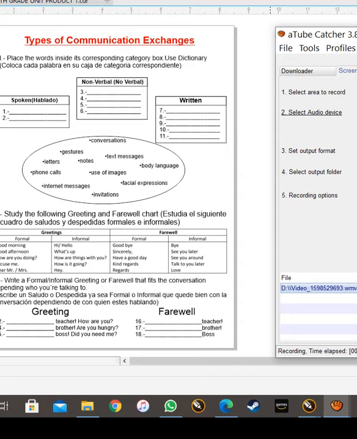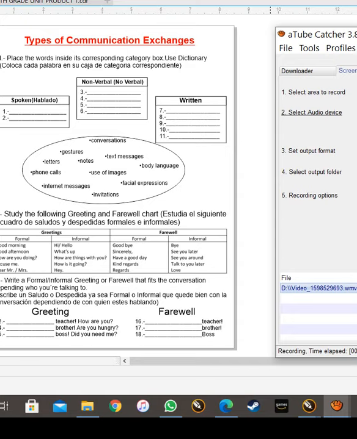Exercise number one. Place the words inside its corresponding category box, and use the dictionary. I have a short explanation in Spanish. I hope you can read it, just in case you need it. Very well, so moving on, we have spoken. And I gave you a bit of a courtesy right there.